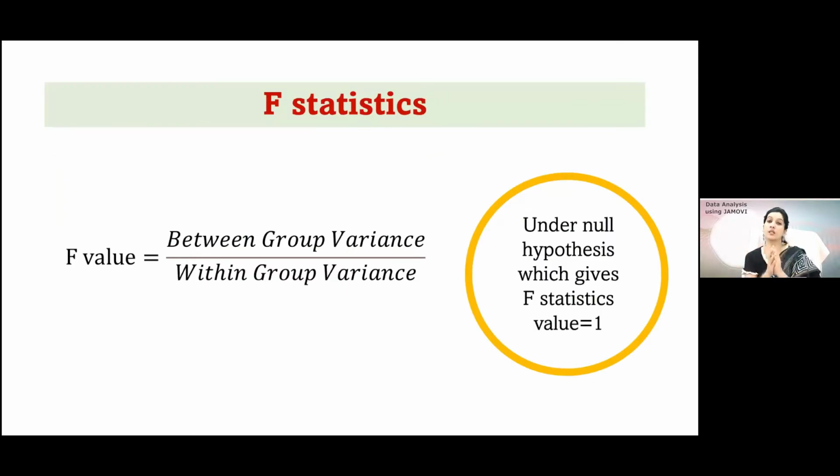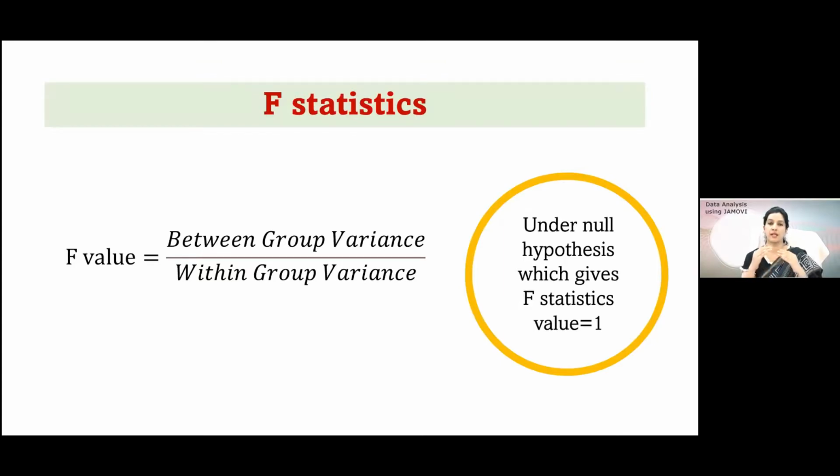So now what is this F statistic? In ANOVA, you will always see there is something known as the F value. So the ratio of these two, between group variance and within group variance, is the F value. Is it clear what F is?